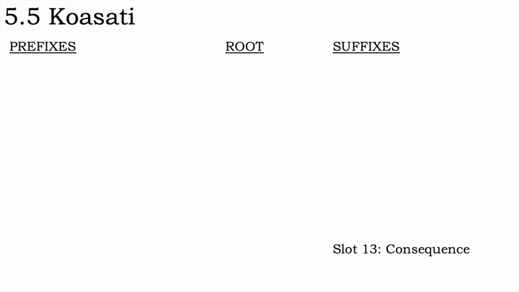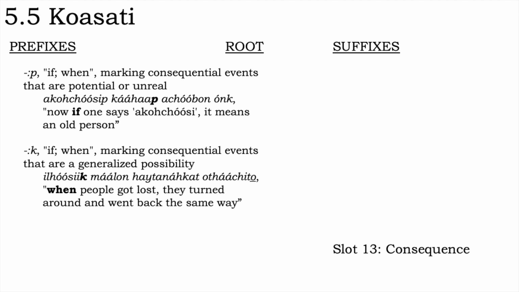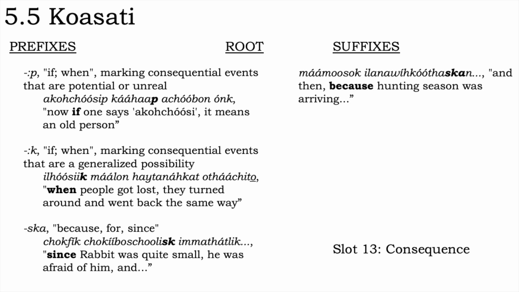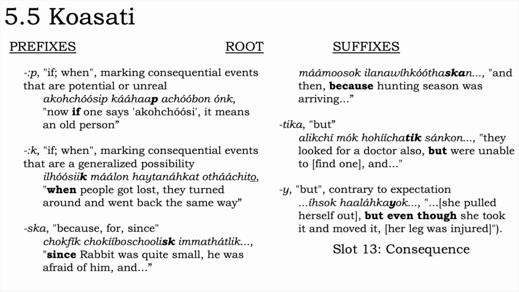And slot 13 marks consequences of 5 kinds. First are potential or unreal consequences. Second are generalized possibilities. Third marks the reason for something, fourth marks contrast like the English word but, and the fifth marks but as well, but in scenarios where what occurs is contrary to expectation.